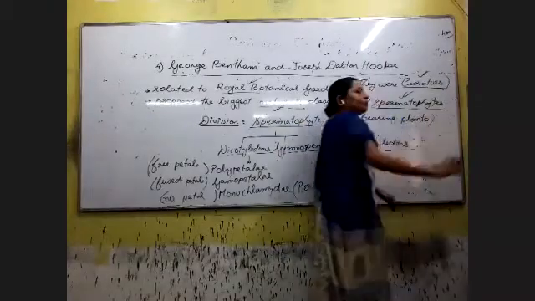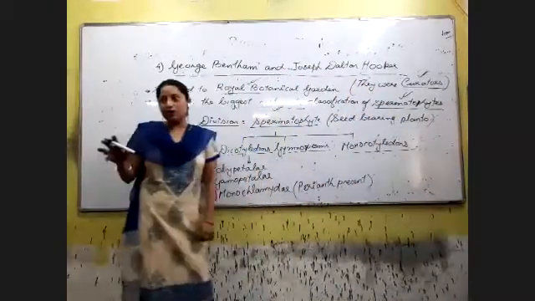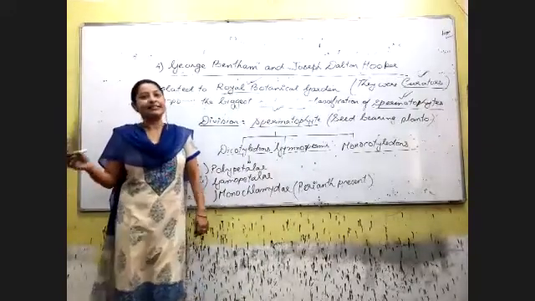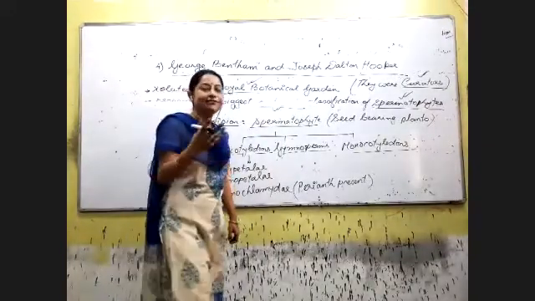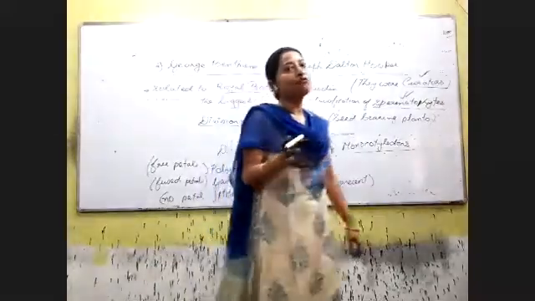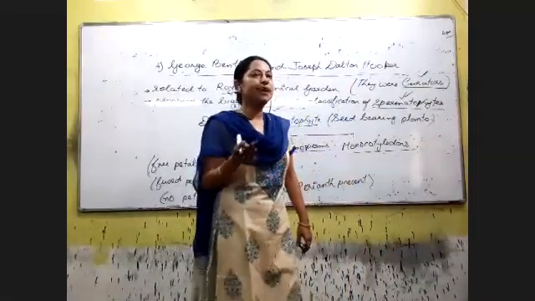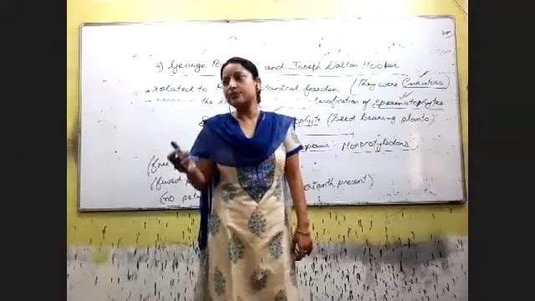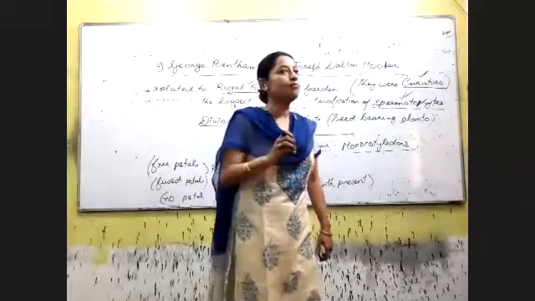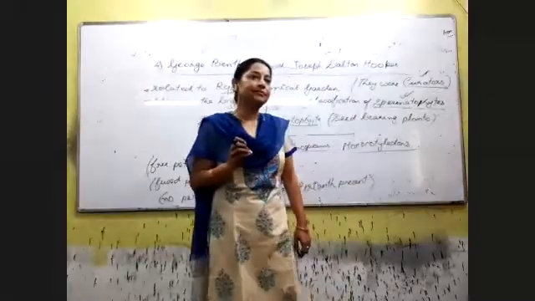Now again, since we are talking about plants, we have to talk about the plant kingdom. How many groups of plants are there? There are 5 groups of plants. Out of the 5 groups, where can you see a seed? Algae, bryophytes, pteridophytes, gymnosperms, and angiosperms. Out of the 5 groups, which group has seeds?